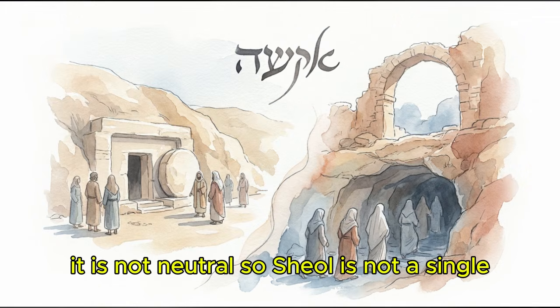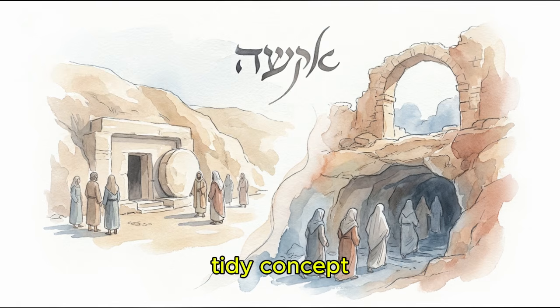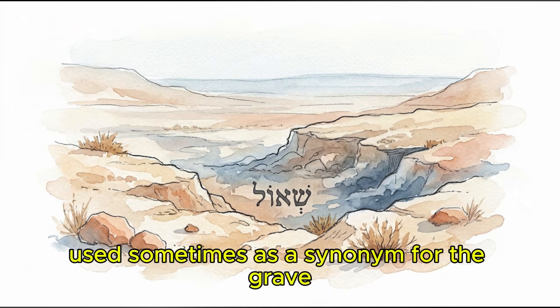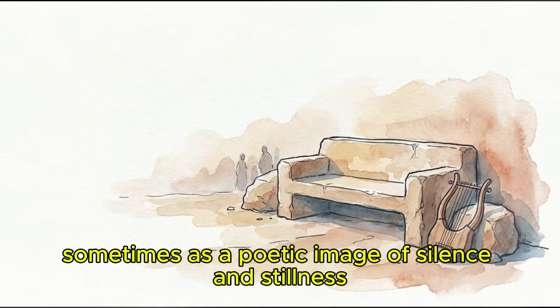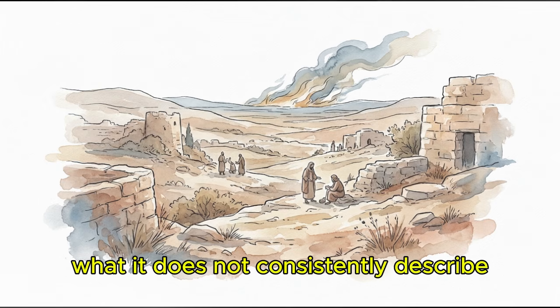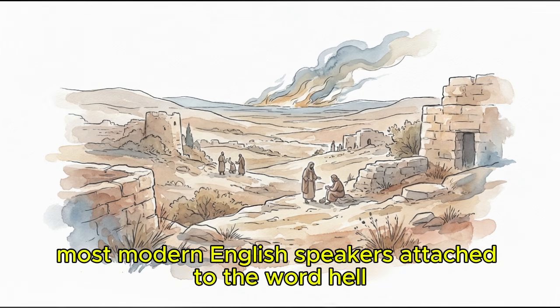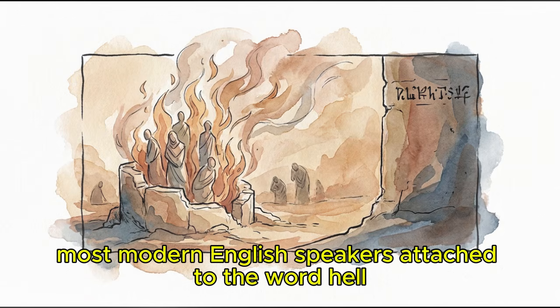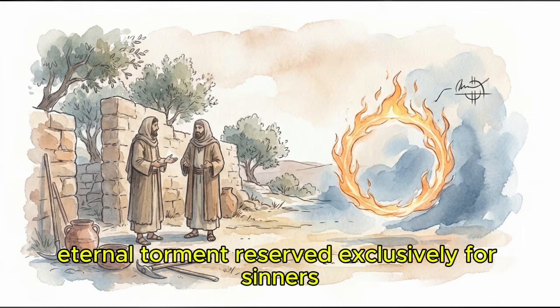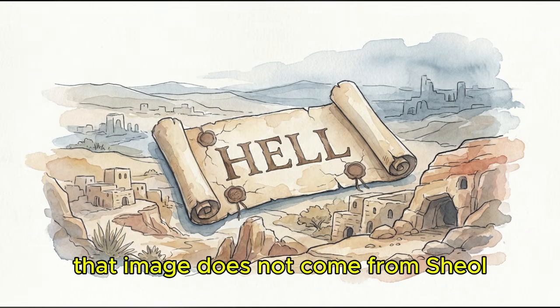It is not neutral. So Sheol is not a single, tidy concept. It is a broad Hebrew term for the realm of death, used sometimes as a synonym for the grave, sometimes as a poetic image of silence and stillness, and sometimes as the place where the wicked are brought low by God's judgment. What it does not consistently describe is the picture most modern English speakers attach to the word hell, a place of conscious, fiery, eternal torment reserved exclusively for sinners. That image does not come from Sheol.